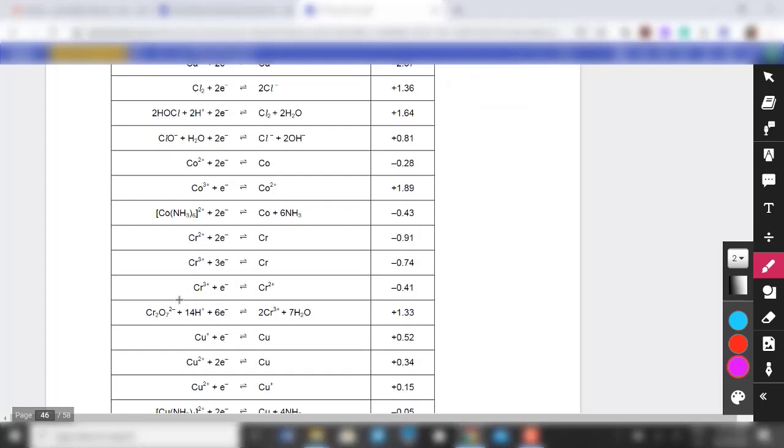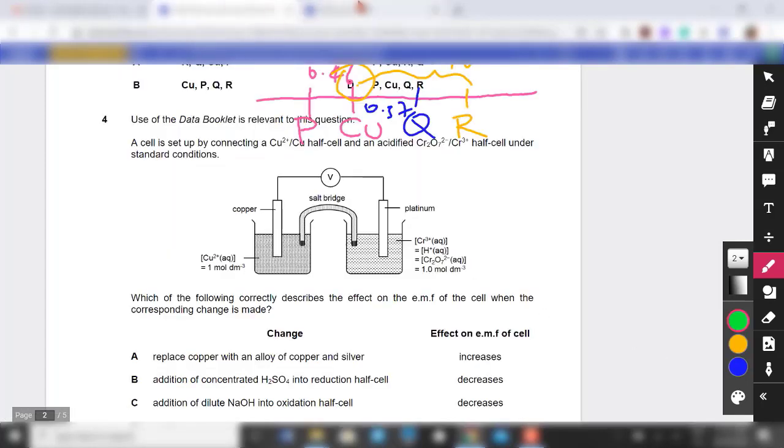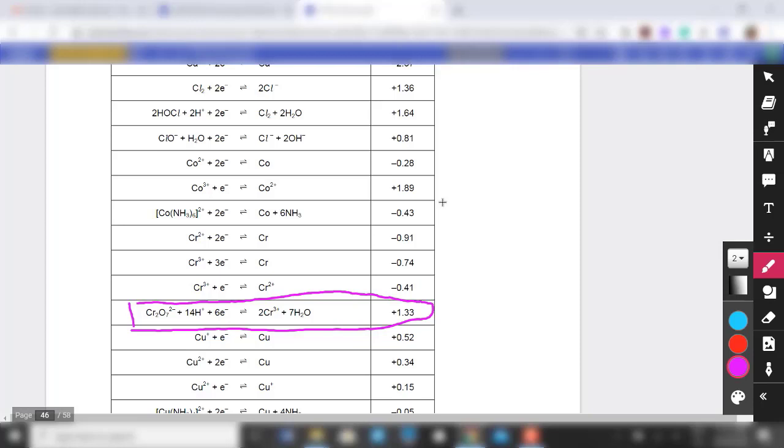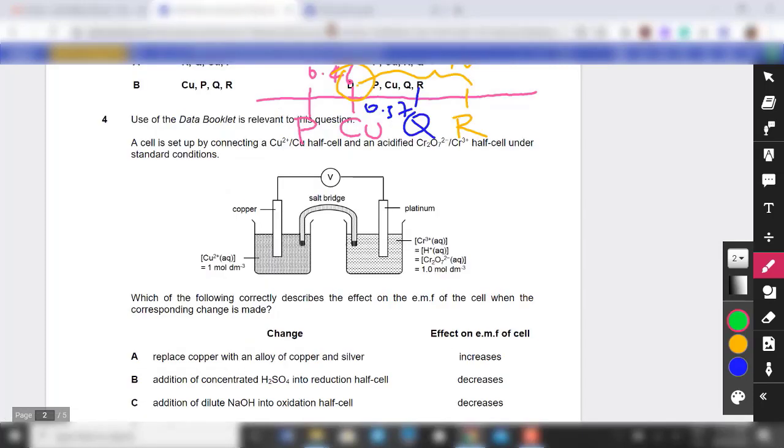So you have this is the dichromate, chromium 3 half cell, and then you have a copper 2 copper half cell over here. Okay, so if you just do a quick look, you will know that the cell that performs reduction is actually on the right. So this is the cathode, and the one that performs the oxidation is on the left. So this is the anode.